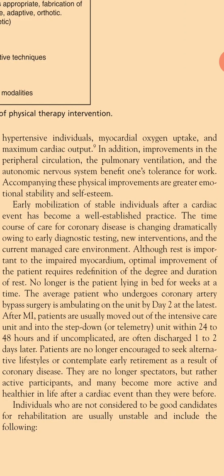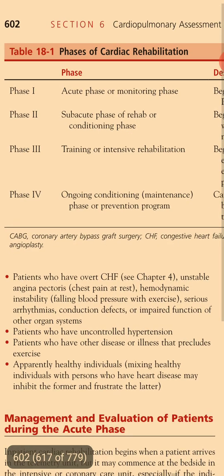Individuals who are not considered to be good candidates for rehabilitation are usually unstable and include the following: patients who have overt CHF, unstable angina pectoris, hemodynamic instability, serious arrhythmias, conduction defects, or impaired function of other organ systems. Patients who have uncontrolled hypertension, patients who have other disease or illness which precludes exercise, and apparently healthy individuals. Mixing healthy individuals with persons who have heart disease may inhibit the former and frustrate the latter.